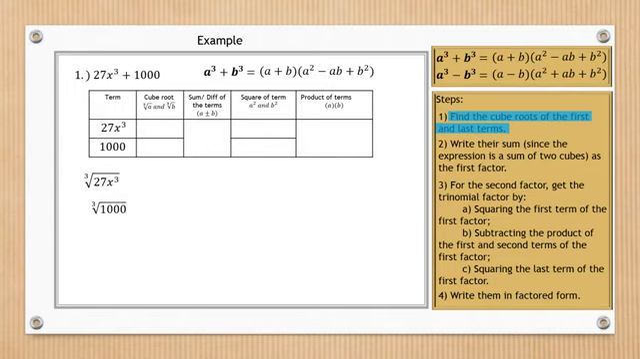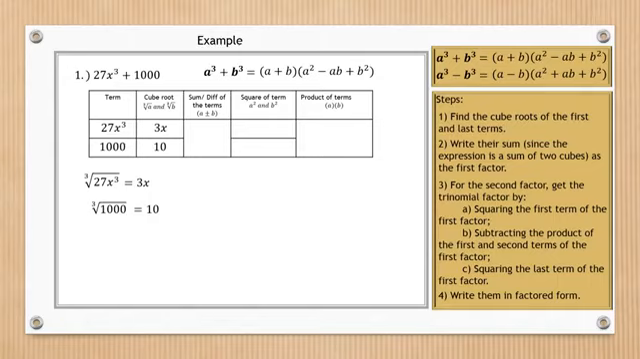So, cube root of 1,000. These are the results. Cube root of 1,000, we did not have that in our example earlier, but you can use your calculator. Cube root of 1,000 is equal to 10. Cube root of 27 is 3. Cube root of x cubed is x. So, you write it down in your table.